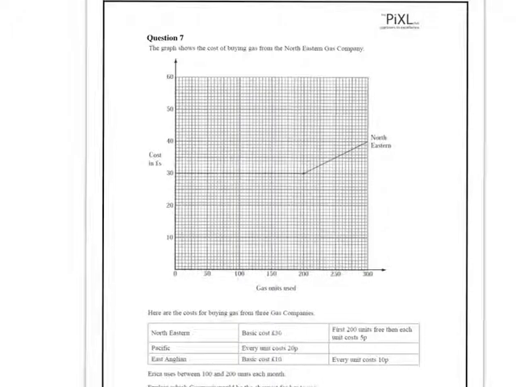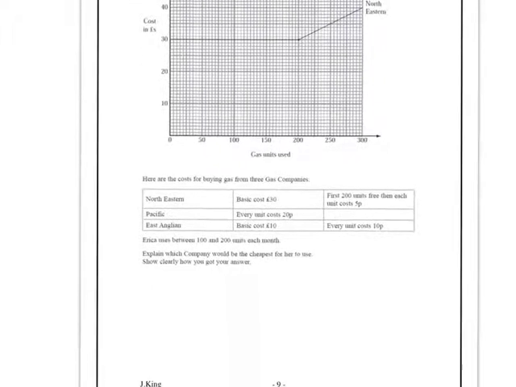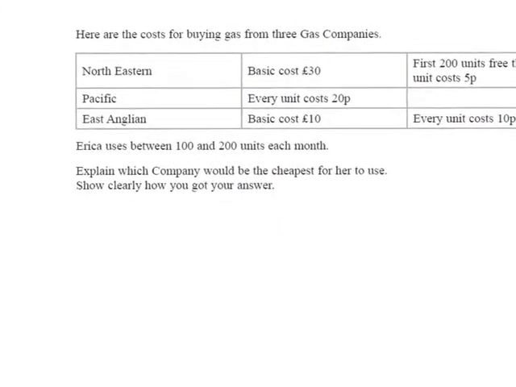Okay, question 7 is all about the cost of buying gas from different companies. We're going to look at 3 different companies, and you can see down in the table below the graph there is 3 different companies: North Eastern, Pacific and East Anglian. We're going to work out how much it costs to use 100 units and how much it costs to use 200 units for each company. I'm going to start off with North Eastern.